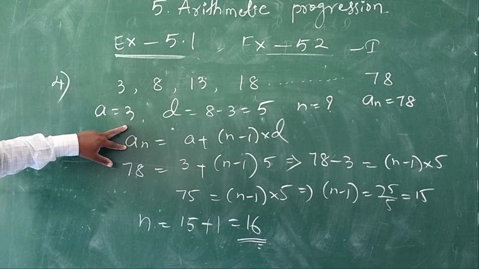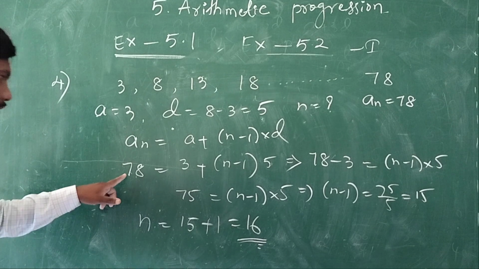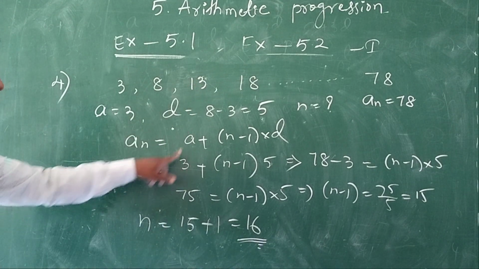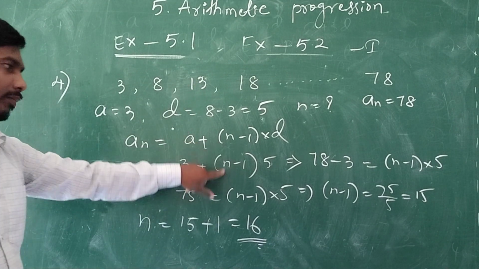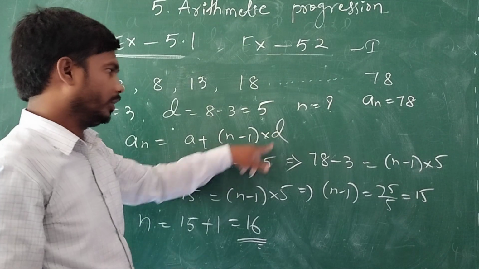Observe the steps carefully. an is equal to a plus n minus 1 into d. The an value 78 is given, a value 3. The n value is not given, so that's why a plus n minus 1 into d value 5.